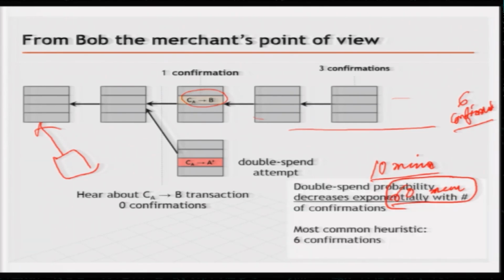So, double spend probability decreases exponentially with the number of confirmations, and this can be proven mathematically, because the process of new block creation usually follows a Poisson distribution, and therefore, inter-block arrival time is an exponential distribution, and so the most common heuristic is to wait for 6 confirmations, which is closely an hour.